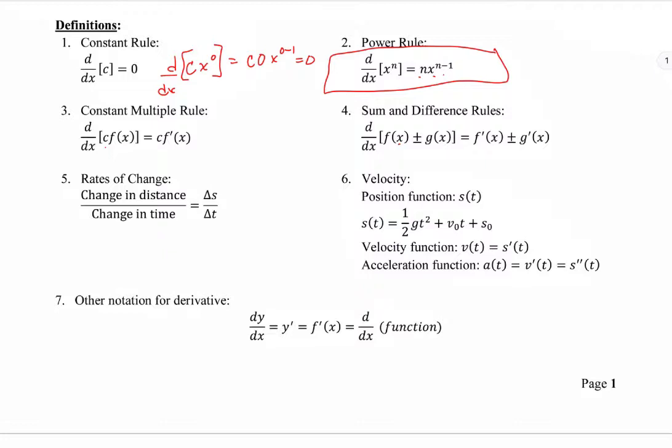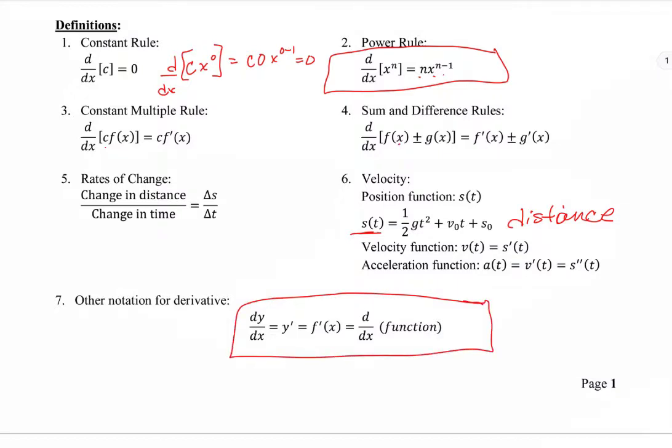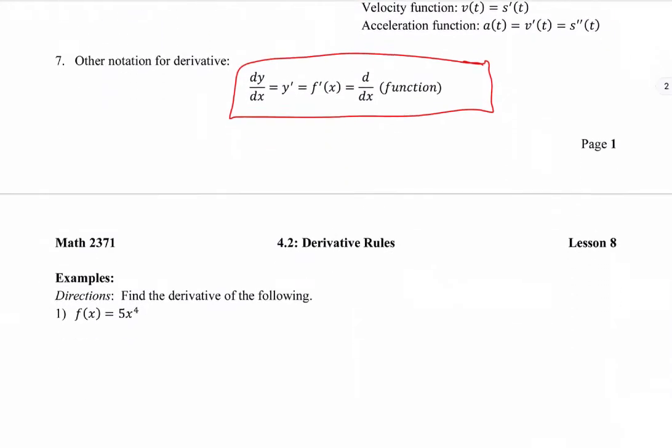The next thing you need to know is that the derivative of the distance function is velocity. The derivative of velocity is acceleration. The way I take the derivative to get acceleration is it's the derivative of the derivative. Now, the next thing you need to know is that all of these mean derivative: f prime, y prime, and dy dx. Okay? So now let's just start taking derivatives.